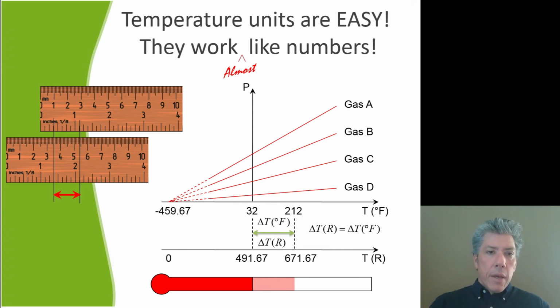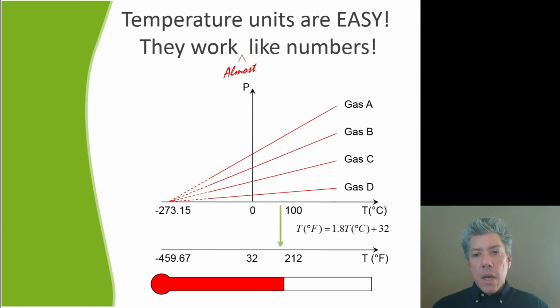Now obviously centimeters and inches do not have the same unit size. 1 centimeter is a lot more distance than an eighth of an inch, for example, or you could say a millimeter is a little bit less distance than 1/16 of an inch, for example. In the same way, Fahrenheit and Celsius have different sizes.